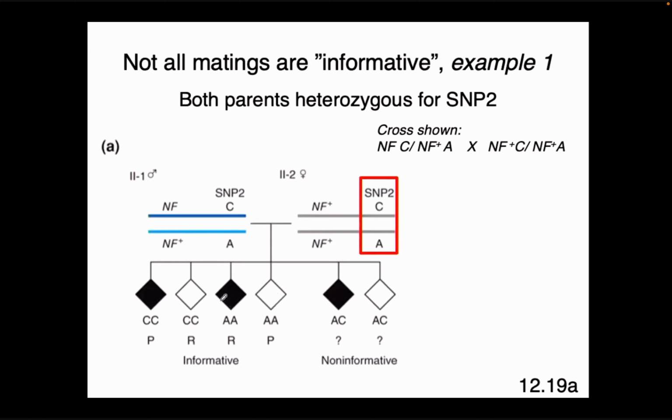And so what you're seeing here is that if individuals are homozygous for the SNP allele, they're going to give you information. Whereas if you are heterozygous for the SNP allele, they're not. And what's the reason for that?